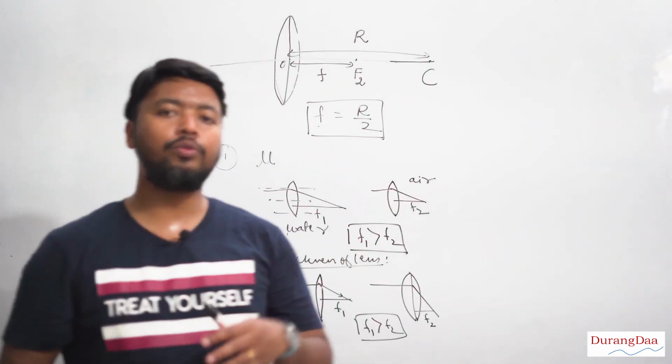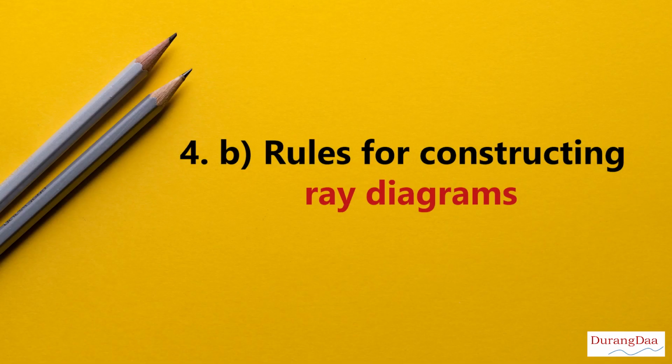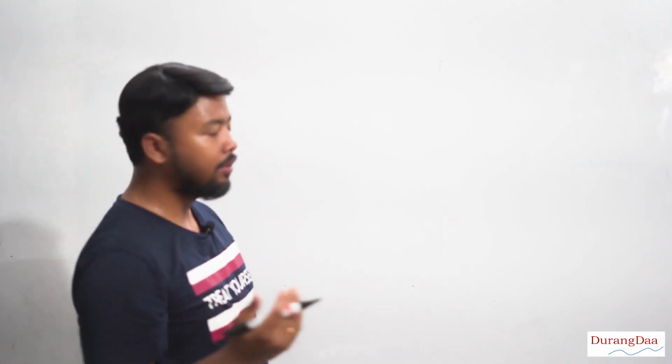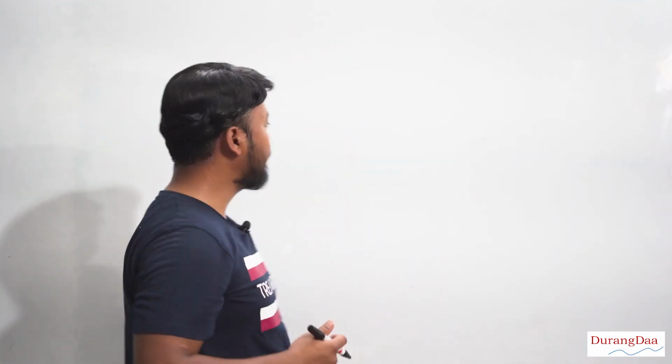Alright. Now let's do some rules related to ray diagram formation. There are basically three rules which you have to apply if you want to draw ray diagrams correctly. Alright. So one by one, let us go through it.